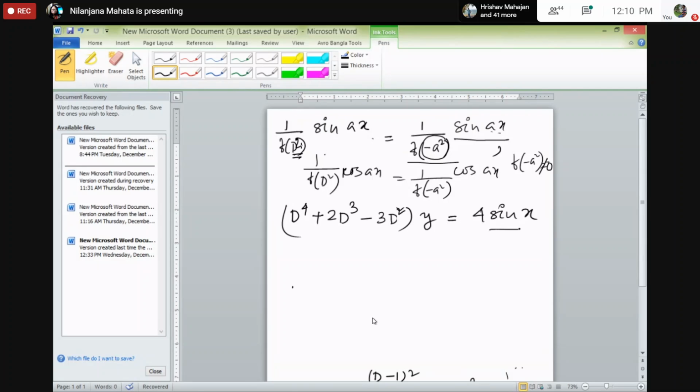Your right side is a function of sine, right? So your auxiliary equation is m to the power 4 plus 2m cube minus 3m square is equal to 0. Tell me what is your m?